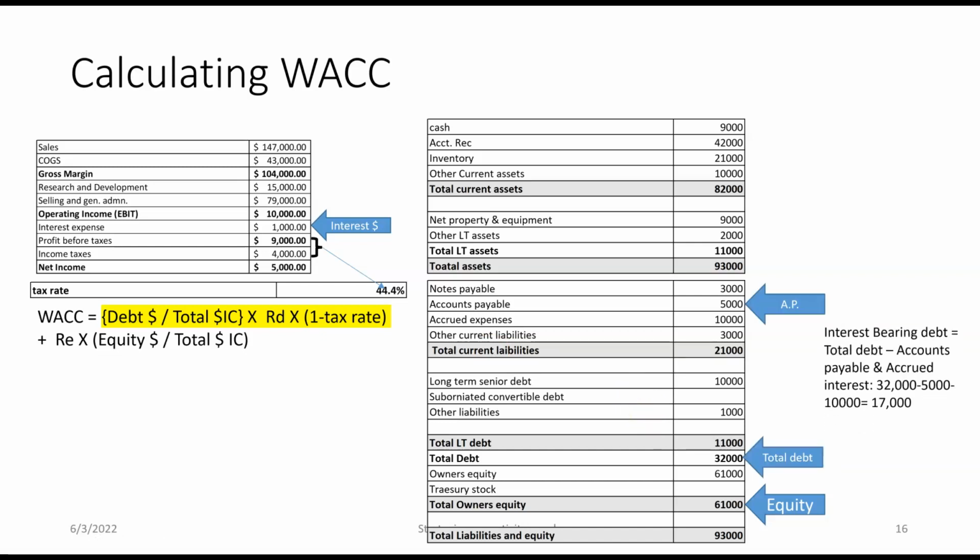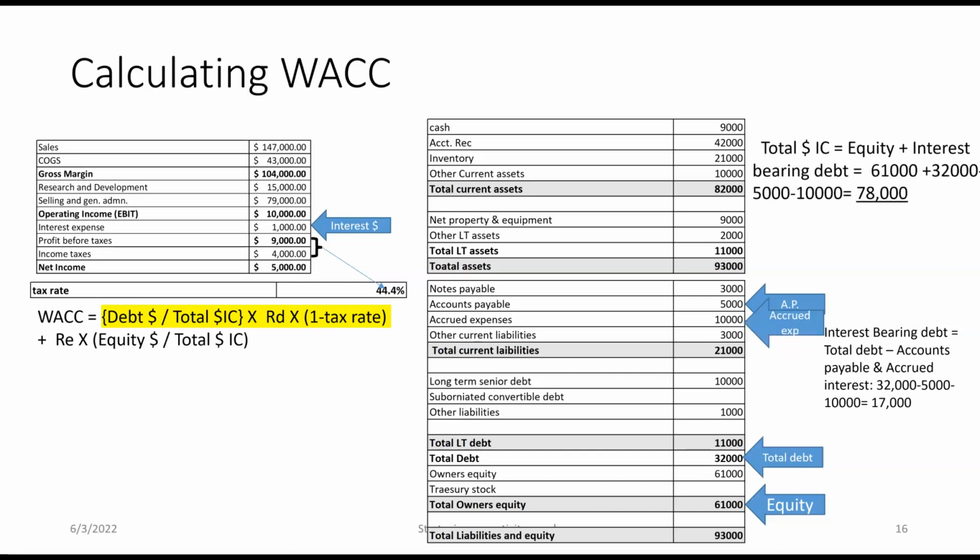We take the total debt, subtract the accounts payable and accrued expenses. So that gives us the total invested capital of equity, which is 61 million from the equity side. Total debt is 32. Subtract from it the 5 for accounts payable and 10 for accrued expenses. And so invested capital, IC, is 78.